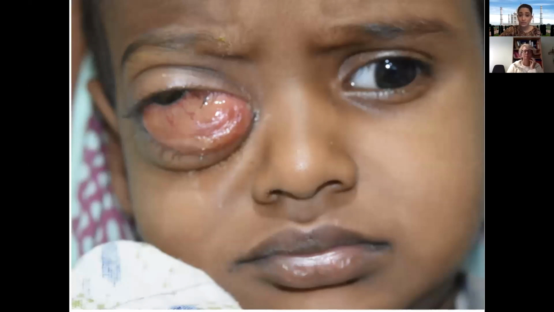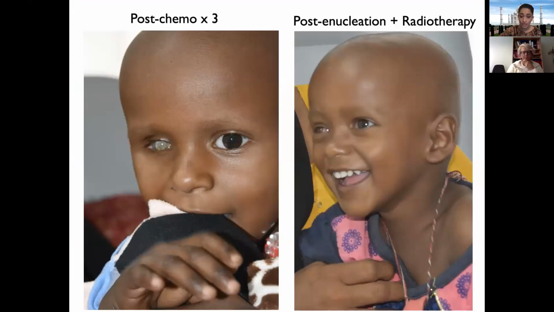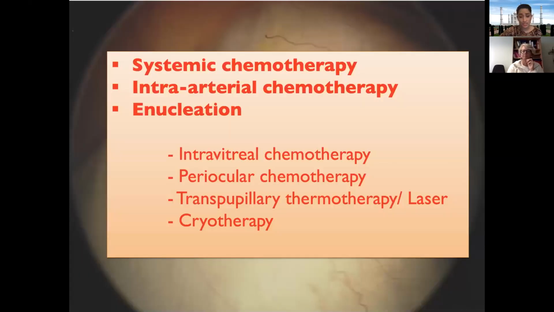One case: this child presented with a large tumor coming out into the orbit and extending almost up to the posterior part of the apex. And this is post-chemotherapy 3, where the eye has completely regressed into a phthisical eye. Post-enucleation and radiotherapy, the child seems comfortable. In a study of 40 patients, we found that the multimodal treatment protocol has a survival rate of 90%. So that's definitely a big leap in the management of retinoblastoma as far as life salvage is concerned.